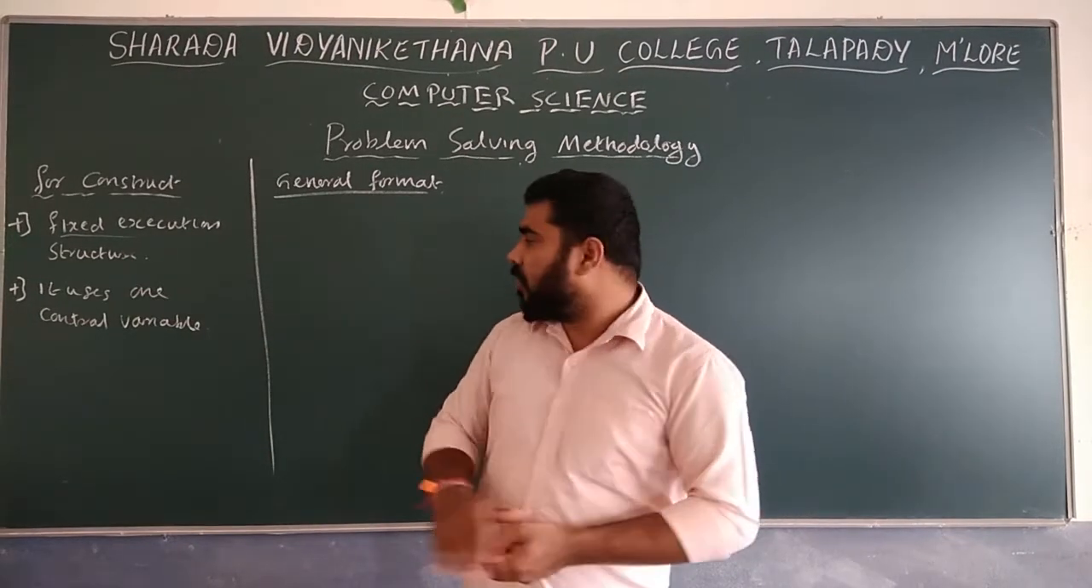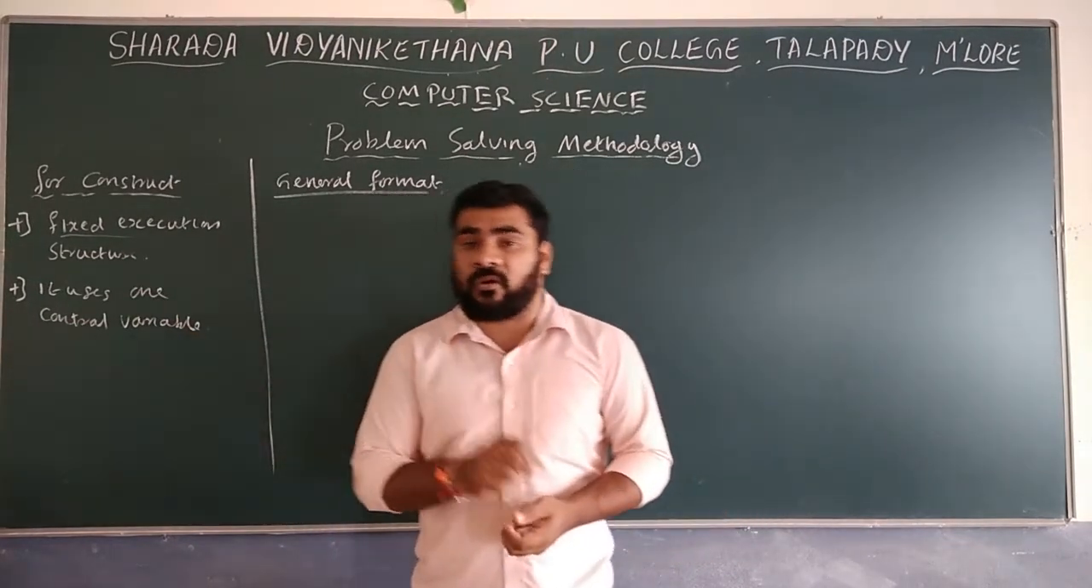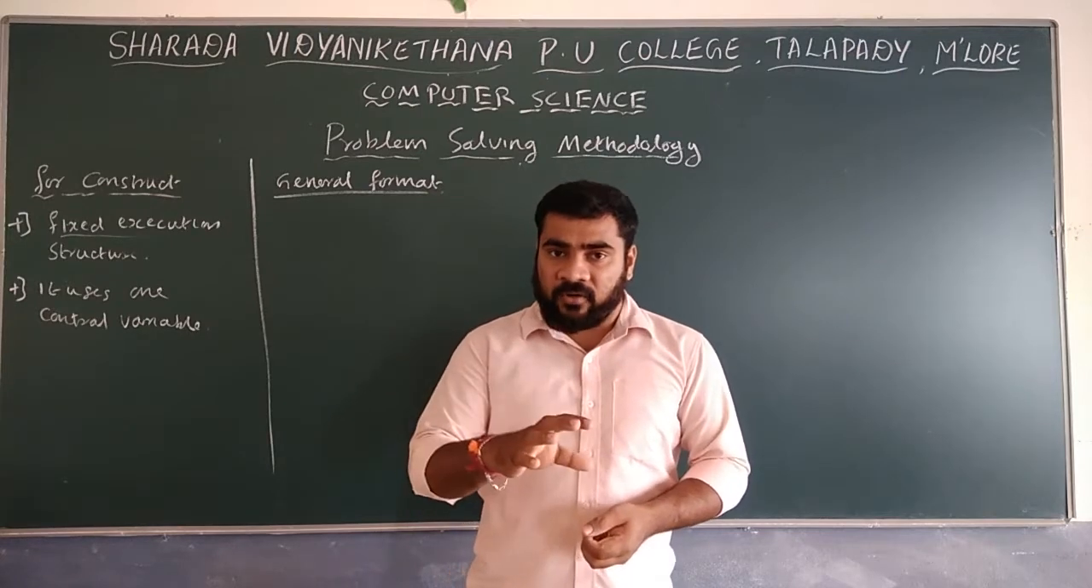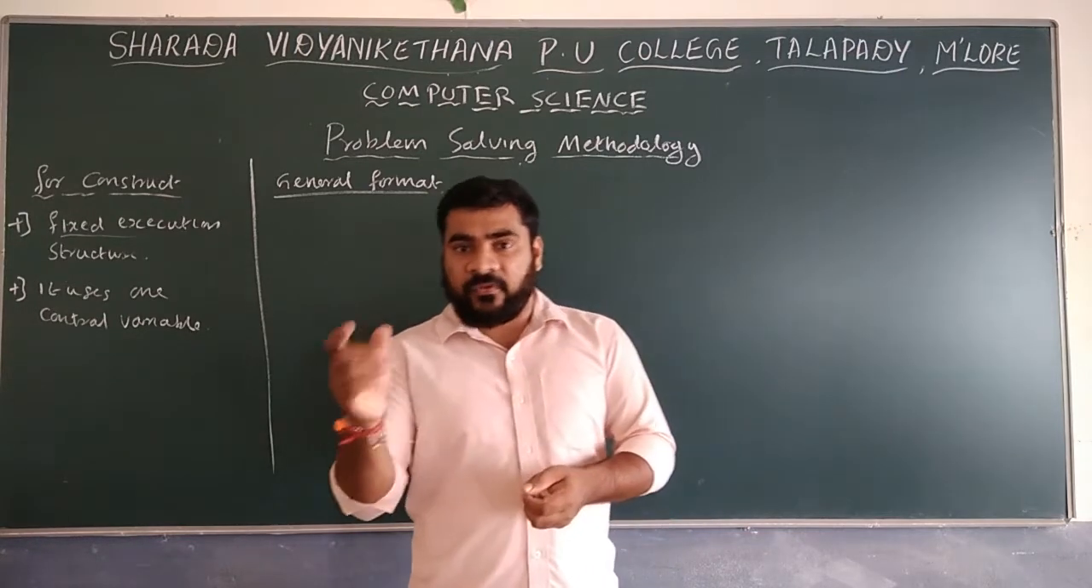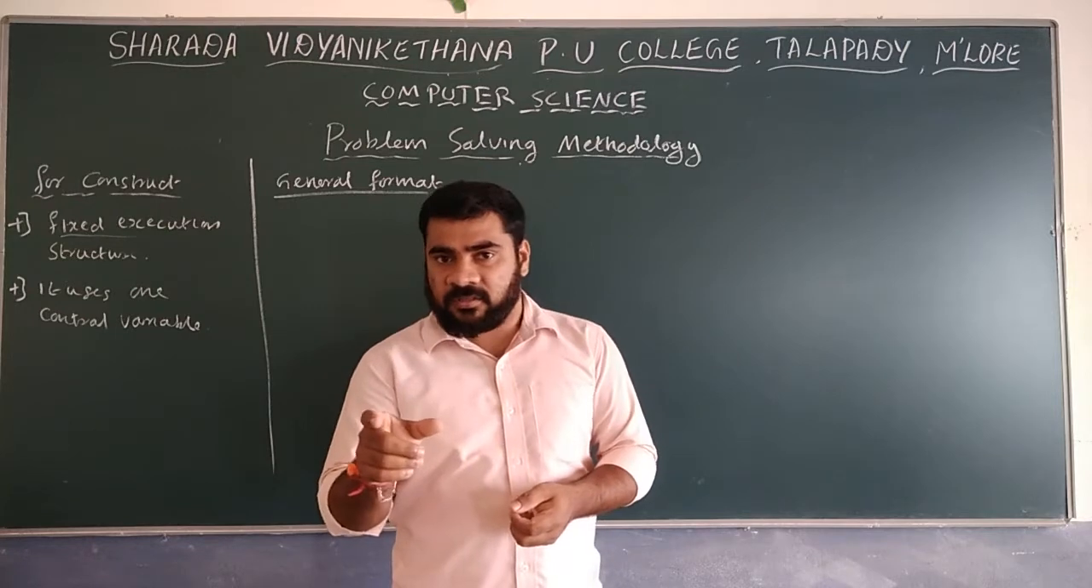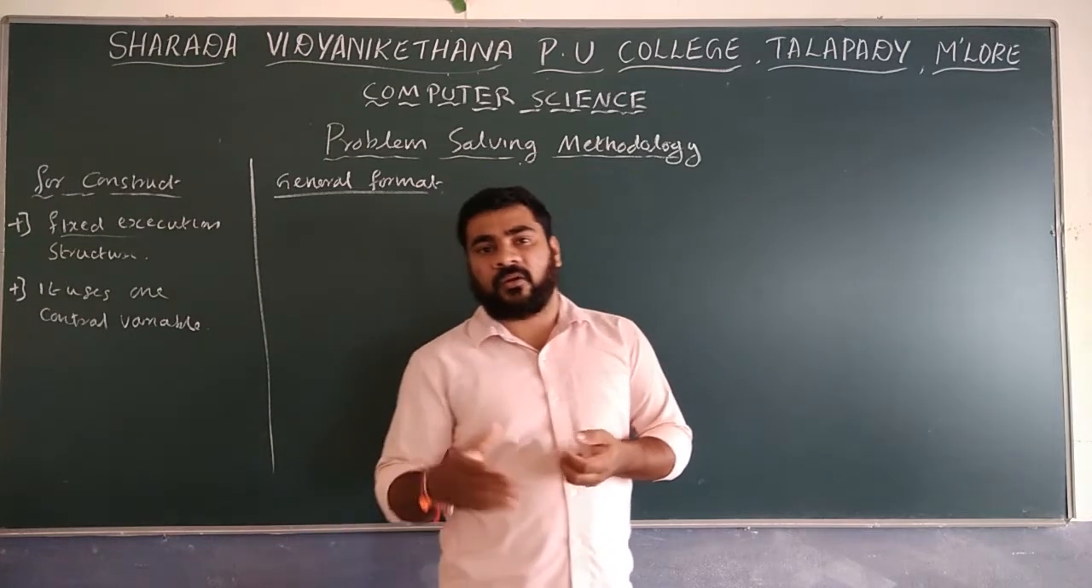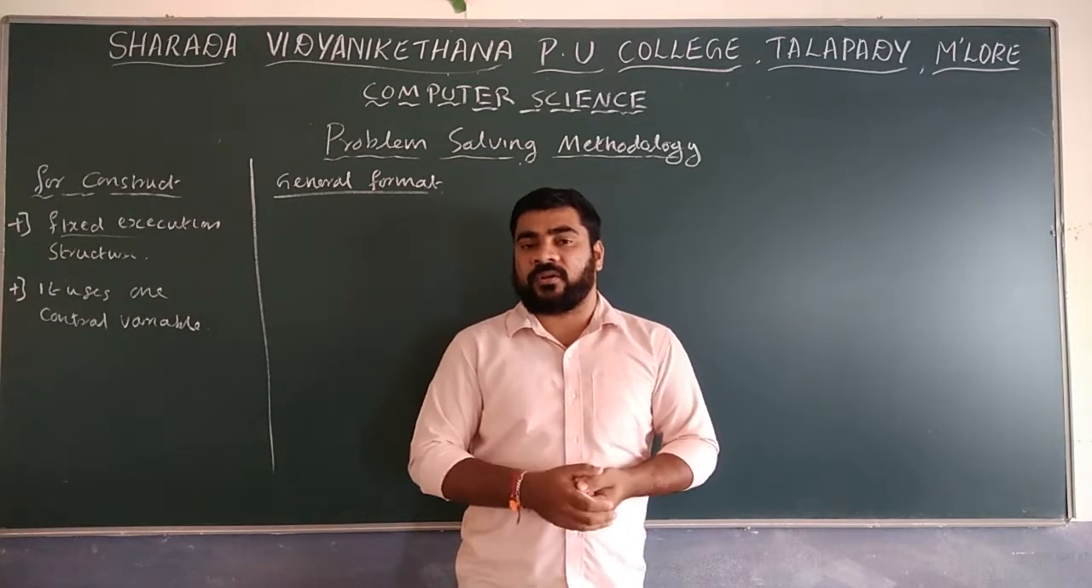Normally we call it the counter variable, or the control variable. One control variable is required. That control variable changes each time. 50 times means it will be controlled 50 times, incremented each time, and then the statements are going to execute.